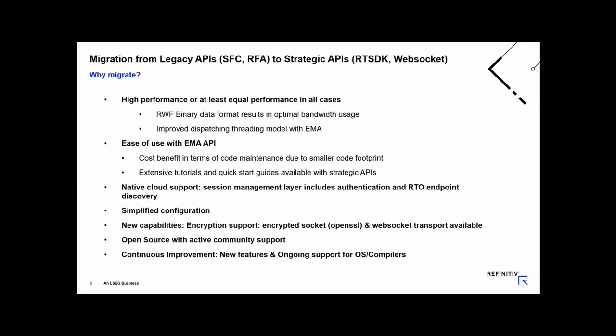One of the key factors there is high performance. So how do we achieve higher performance? With SFC market feed in general, the wire format is basically string based. With the strategic APIs or anything based off of OMM, you're now able to use a binary format, which essentially reduces your overall packet that's sent across by anywhere from 50 to 70%, giving you that bandwidth savings right off the bat.